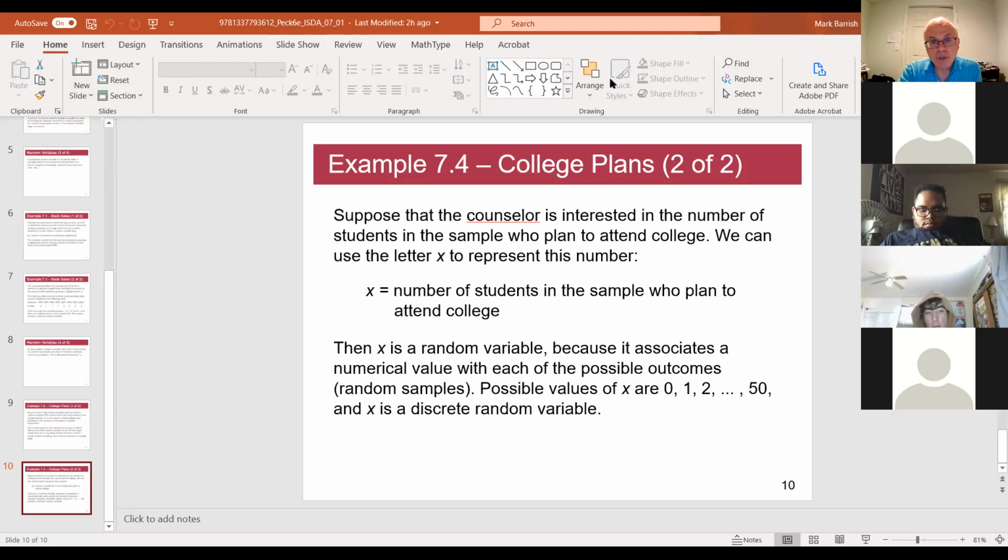All right, so that's it for this section 1. We're going to do now section 2 of chapter 7. That's probably all we're going to get to today.